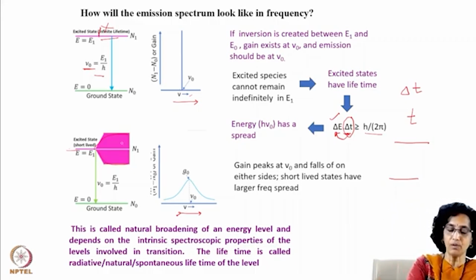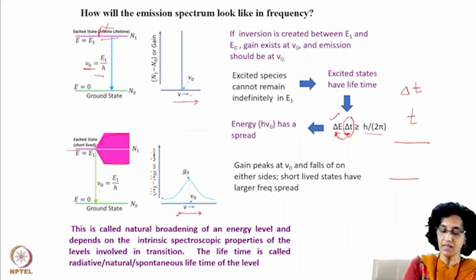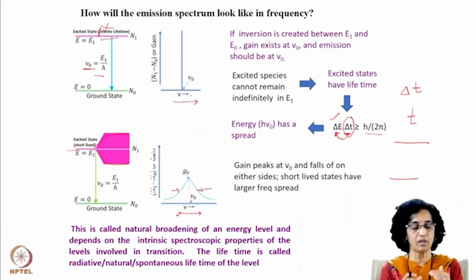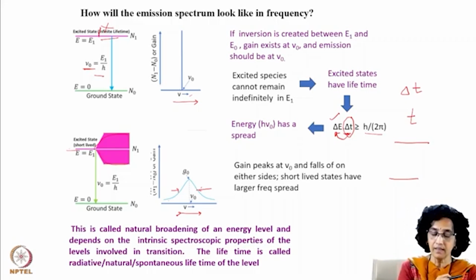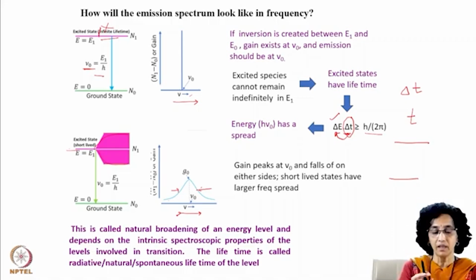So when an atom or a molecule makes a transition from the excited to the lower level, it does not emit at a single frequency when you consider a number of atoms. That is where you see that it gives rise to such a kind of distribution. This width is called the natural line width or natural broadening of the energy level. It depends on the intrinsic spectroscopic properties of the levels involved in the transition. This lifetime is also called the radiative lifetime, natural lifetime, or the spontaneous lifetime of a particular energy level.